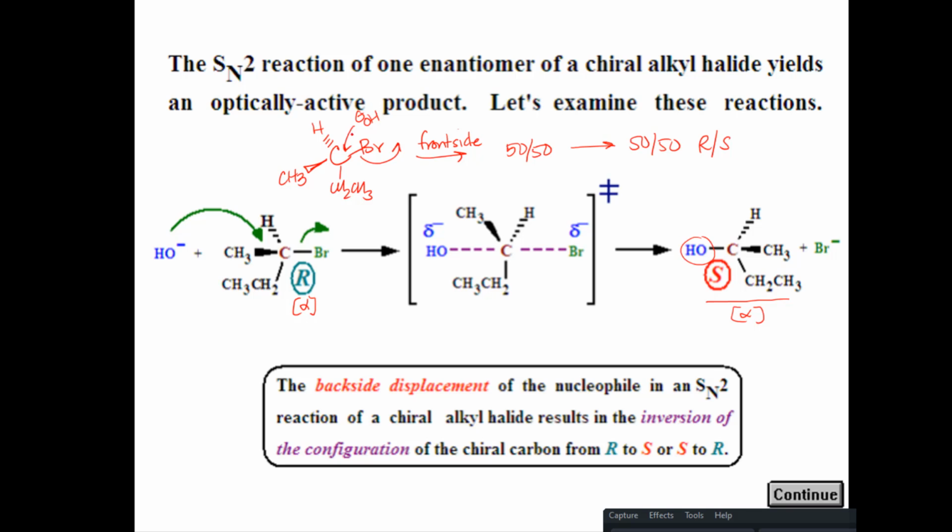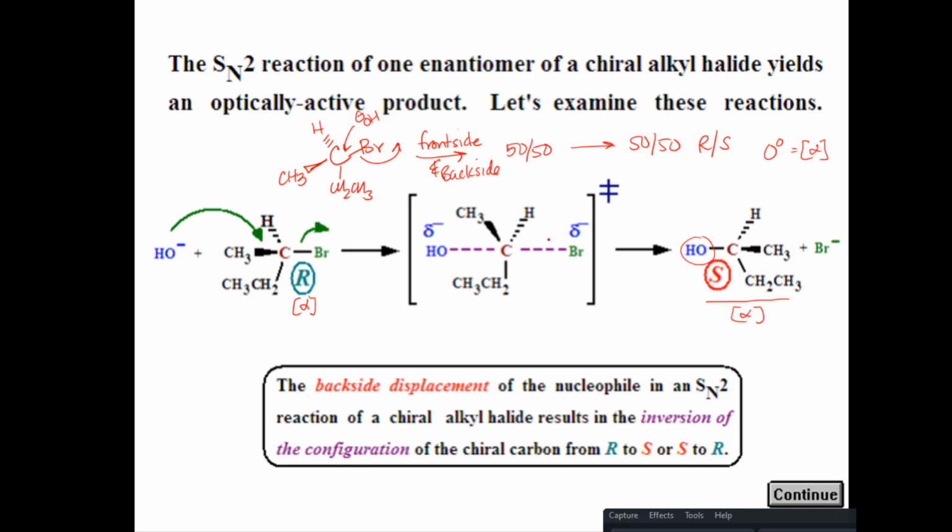If the OH attached from the front side, it's just going to replace the bromine, and the original R configuration would stay the R configuration in the product. So if you have a mixture of front side and back side attack, then what you would get is a 50-50 mixture of R and S. What do we know that as? A racemic mixture. And so we would get 0 degrees rotation for our specific rotation.